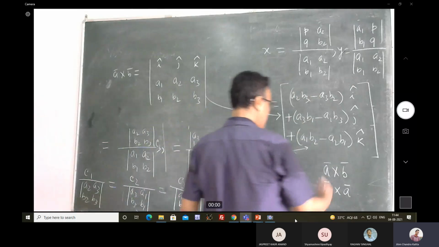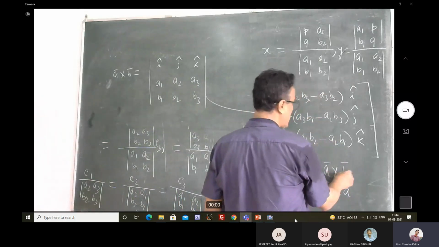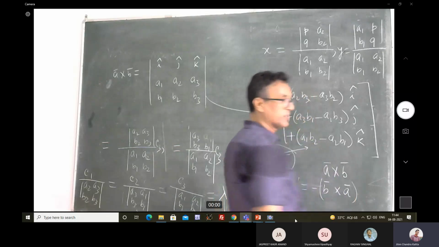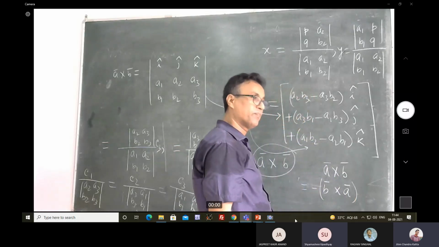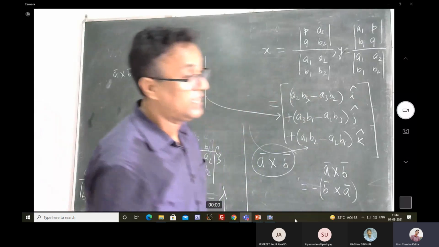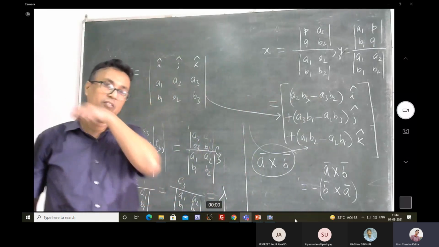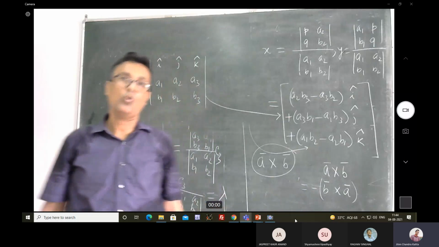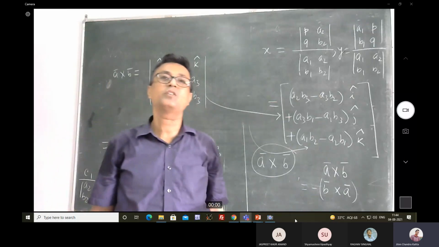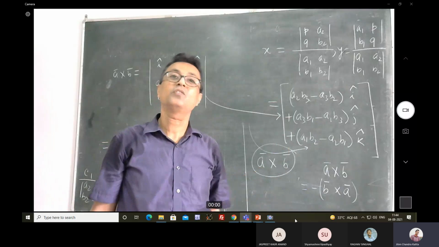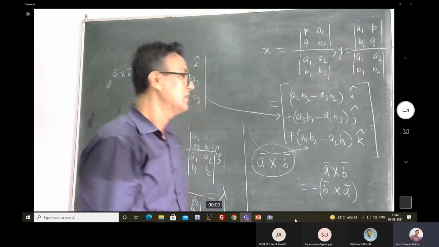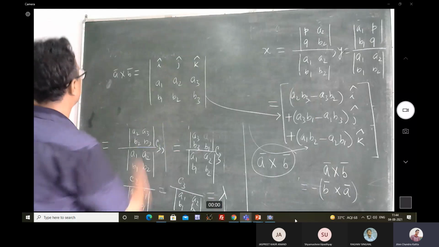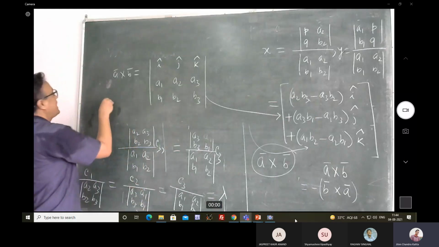And that is why in many books you will find that A cross B is written as equal to minus B cross A. So although the scalar product, the dot product of two vectors, is commutative, A dot B equal to B dot A, A cross B is not equal to B cross A.